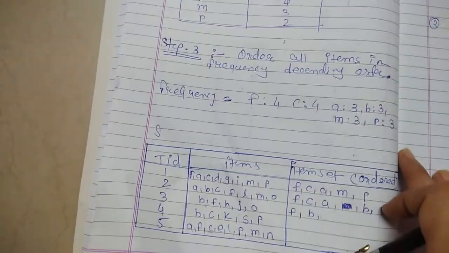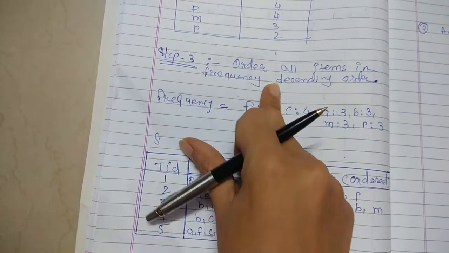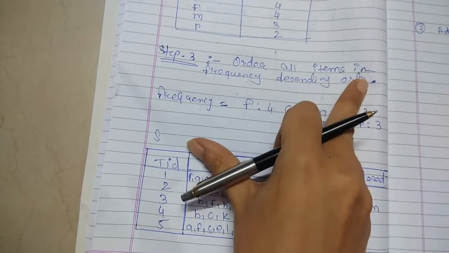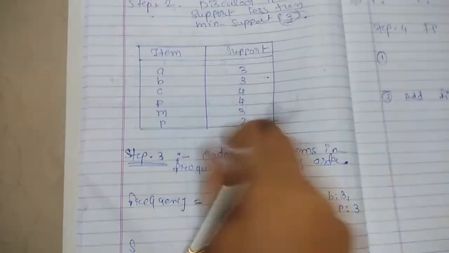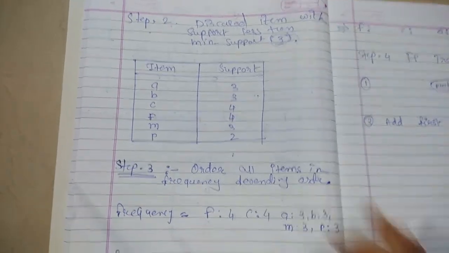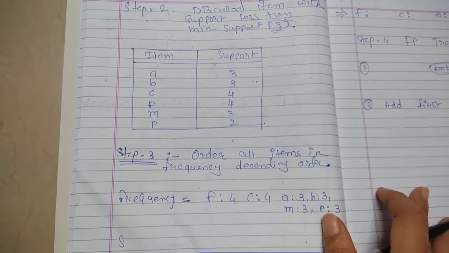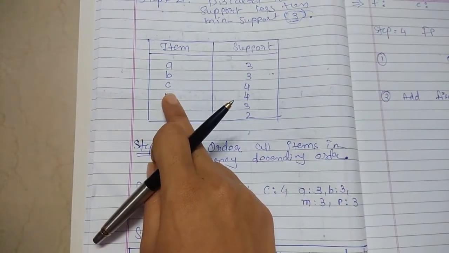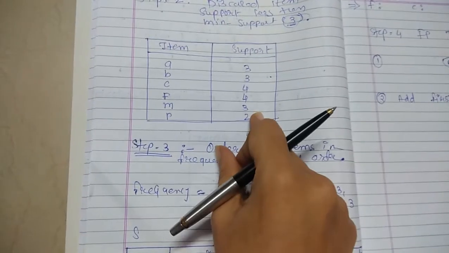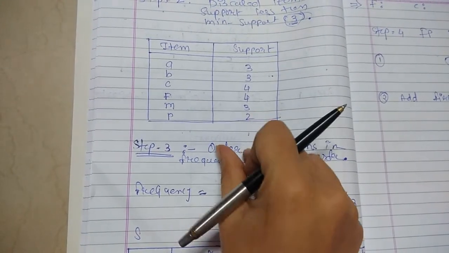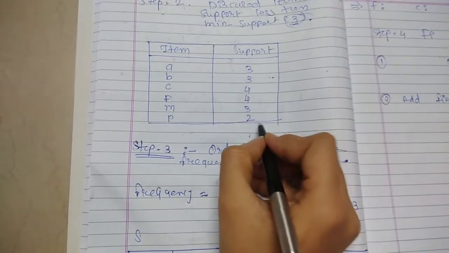Now the next step is to order all items in frequency-dependency order. It means that this order is very important. We have to sort these items in descending order, with the highest support first, such that the item whose support is highest comes first, and then the lower support items.